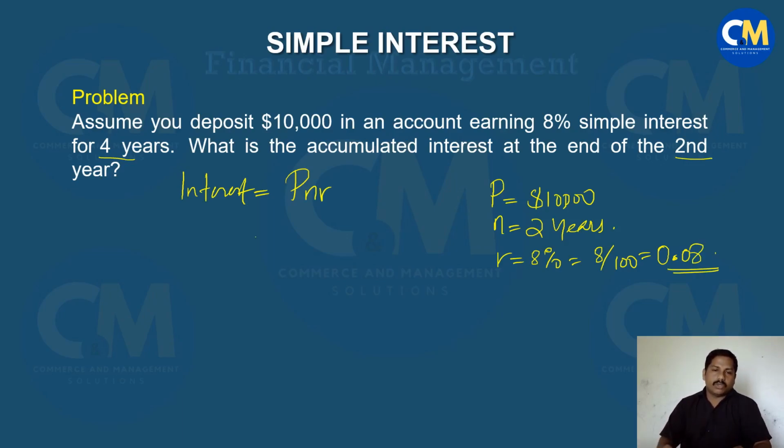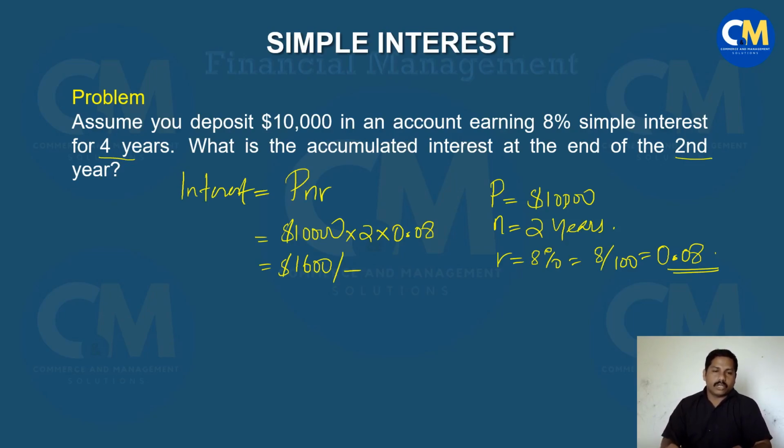So just apply all these values into the formula. $10,000 into N, which is 2, into 0.08. Then you will be getting 10,000 into 2 is equal to 20,000 into 0.08, that is equal to $1,600. This is the interest amount if you are depositing 10,000 in a bank at the rate of 8%.